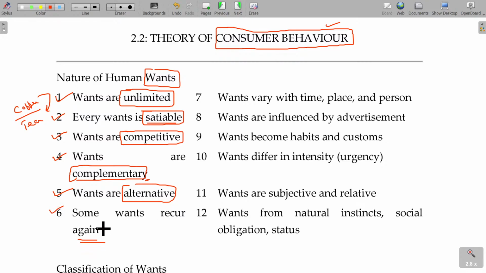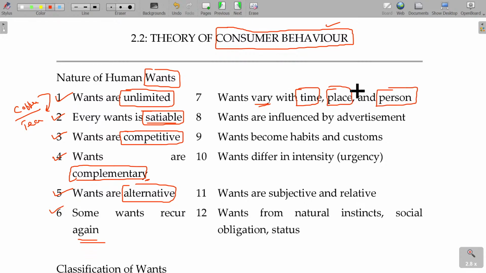For this lunch I may order something. Once after eating the lunch I don't want any more. But thereafter also I want to have some more food, because it recurs again and again. I had lunch, tomorrow also I want to have lunch again, right? So the wants are going to be recurring again and again. And wants vary with the time, place, and person.